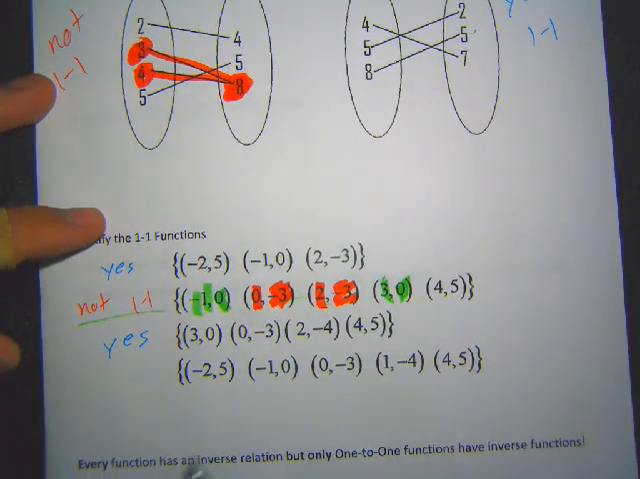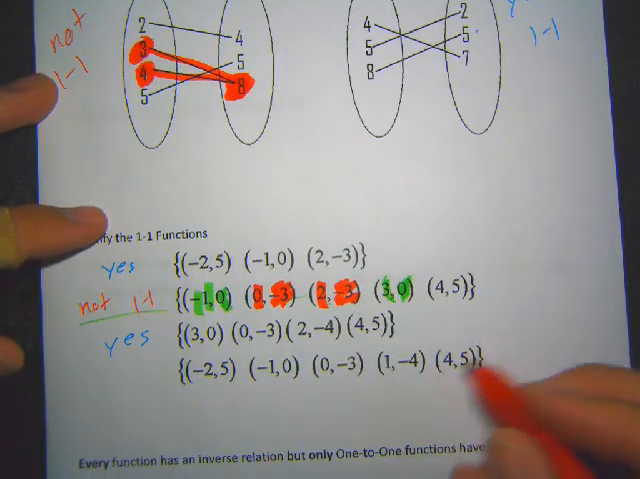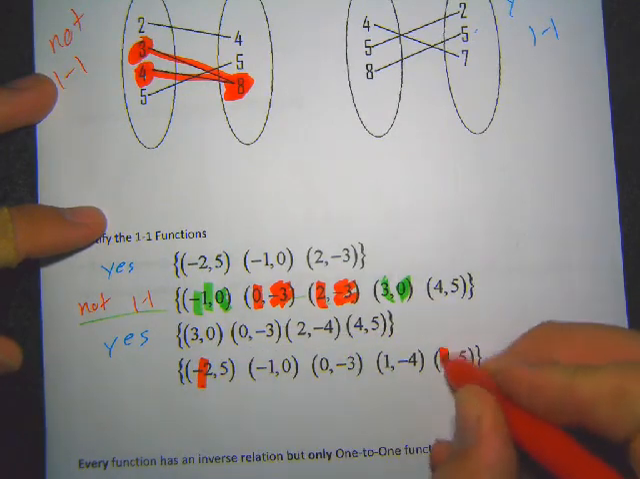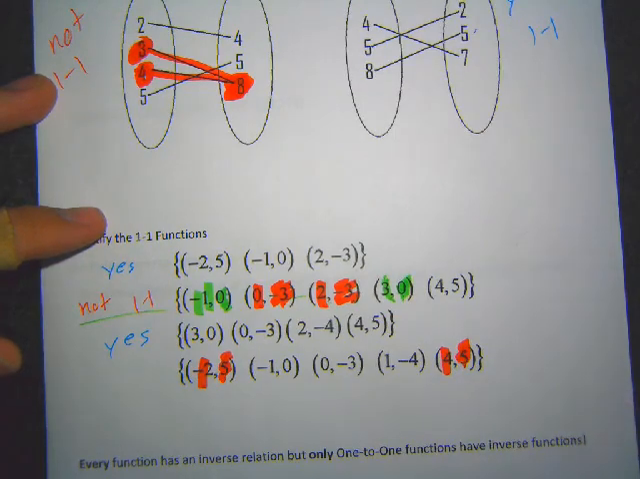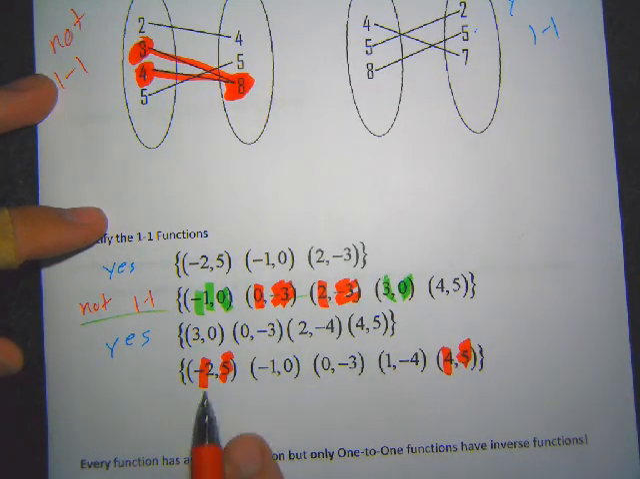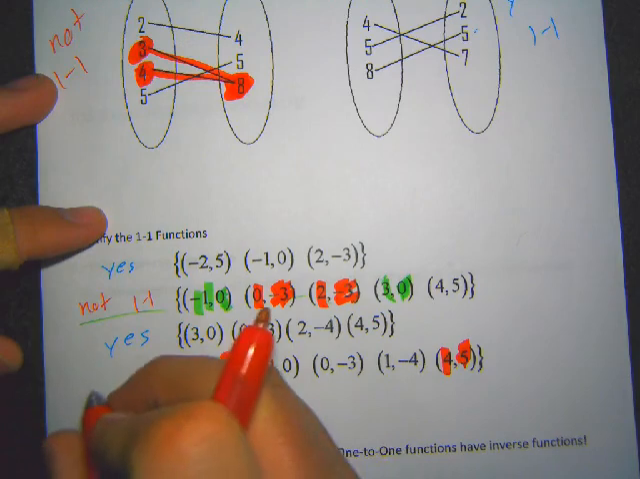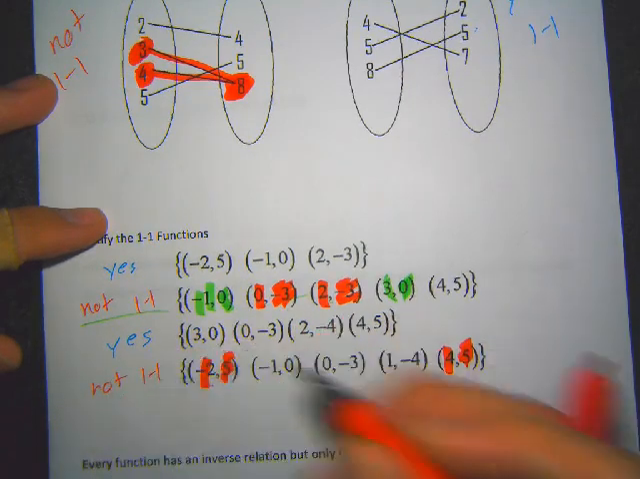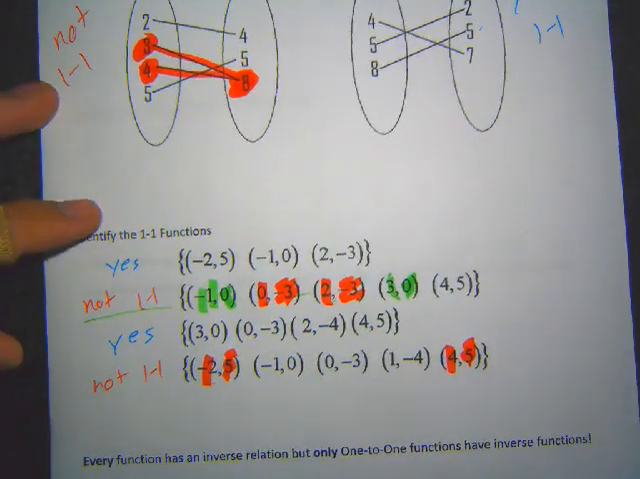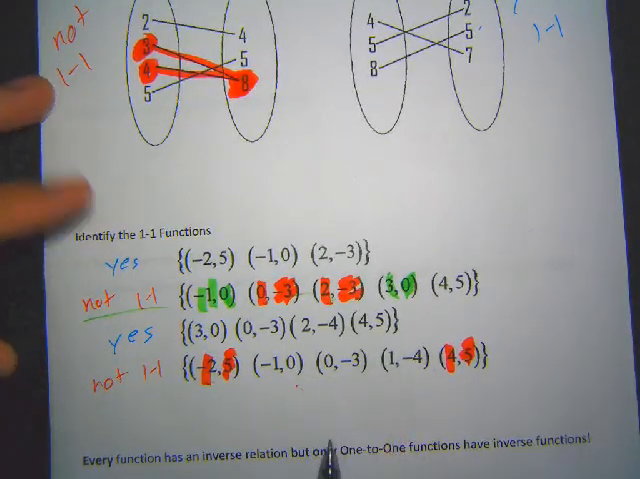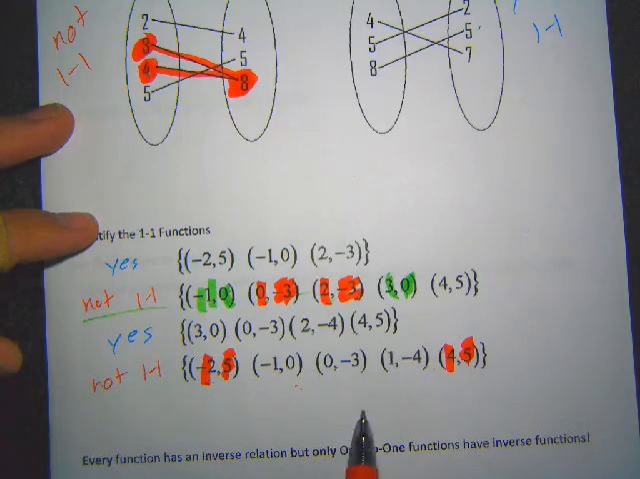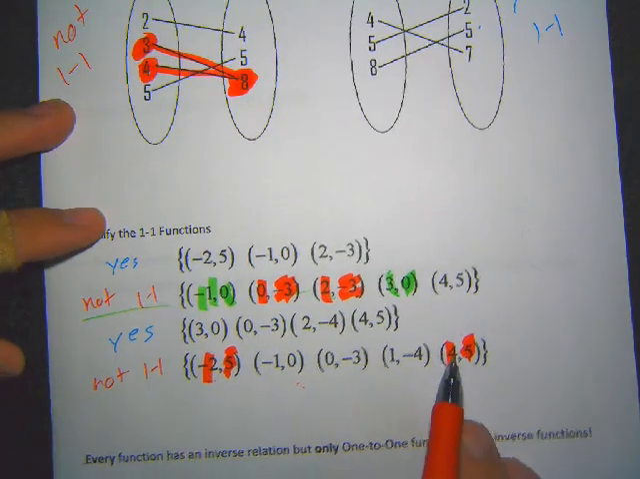Last one here, again, the 5s would be a problem because we have both -2 and 4 giving us 5. You have two different numbers giving you the same result, and that's what makes it not one-to-one. The rest are fine. 0, -3, -4 are all different, but the matching 5 is enough, because these two different inputs have the same output.